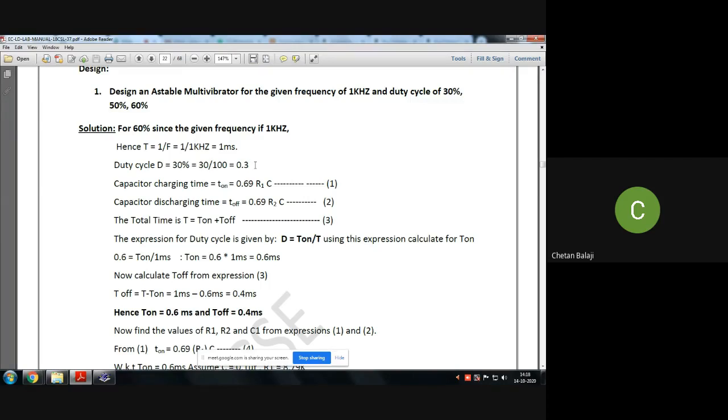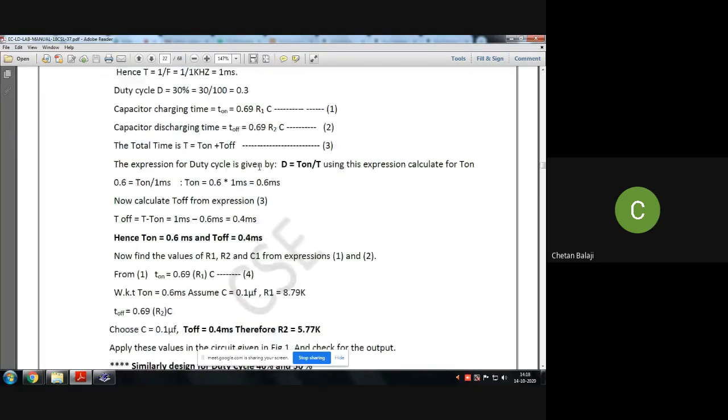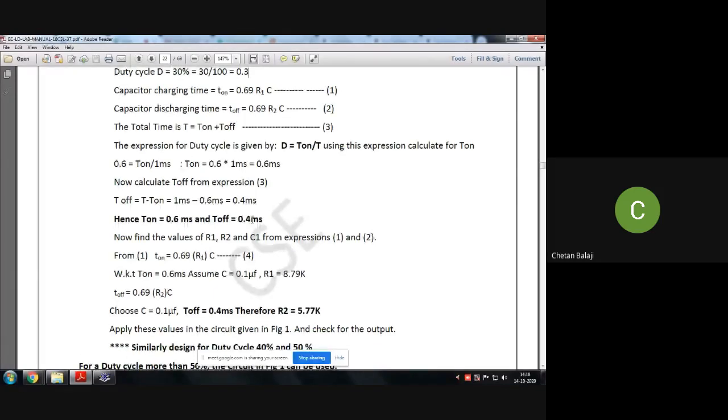Okay, next equation number 1, equation number 2. Equation number 1, equation number 2, no need to write down now. Okay, take up this one, take up this line.